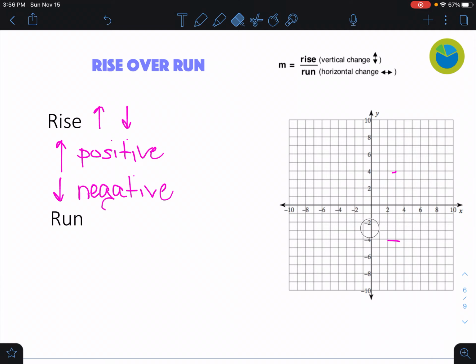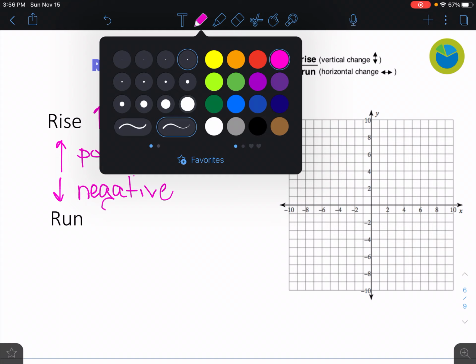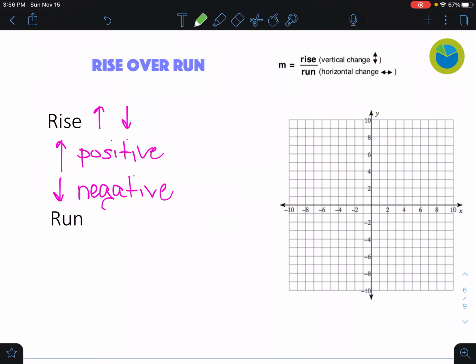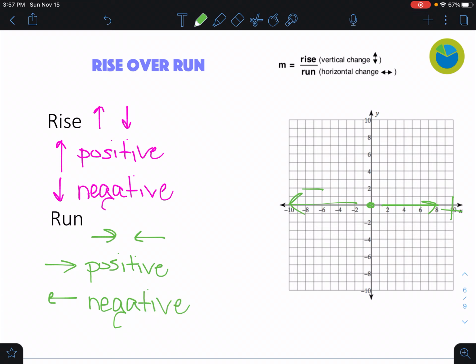Now, run. Run is right and left. If we go right on the graph, that's positive. And if you go left on the graph, that's negative. Okay, so here we go. We're going to apply this.